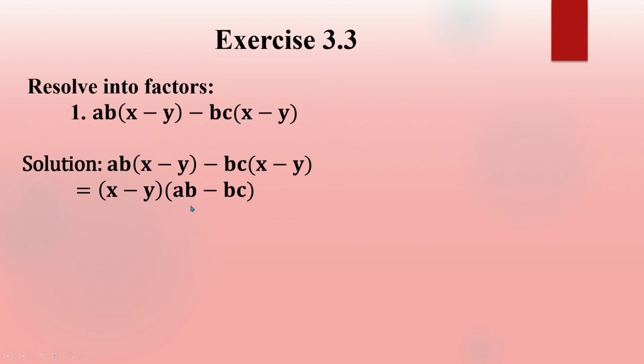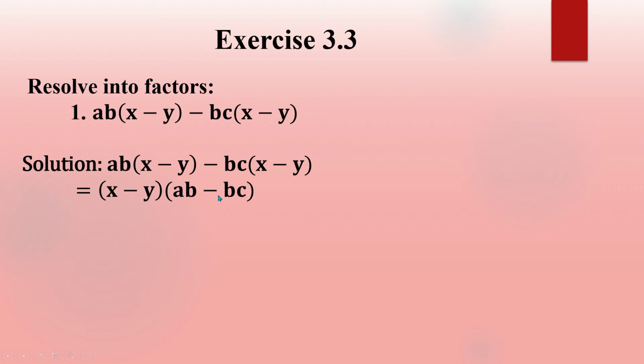This is equal to, we can write (x minus y) into (ab minus bc), because here is x minus y and here also x minus y. So x minus y is common. As a result, here will be ab and here minus bc.